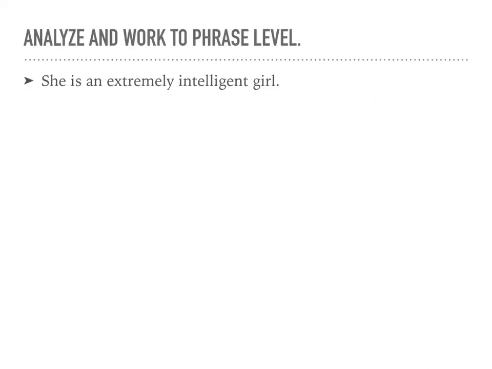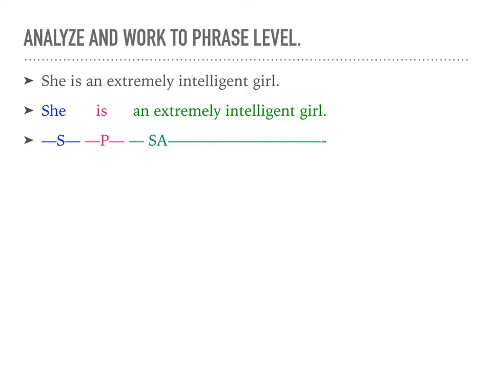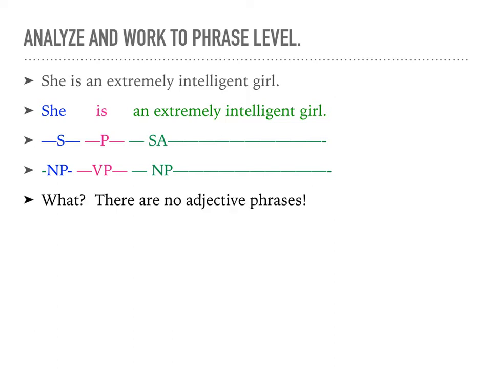If we look at the sentence, she's an extremely intelligent girl, we are going to place it into 3 different categories. And of course, you're going to see that we have a subject, which is she, a predicator, is, and we have a subject attribute, an extremely intelligent girl. And that's, of course, because is a copula verb. If we then go down one more level, we're going to see that she is a noun phrase, is a verb phrase, and an extremely intelligent girl is a noun phrase, which of course means that I played a trick on you because there are no adjective phrases when we look at it at the first 2 levels.